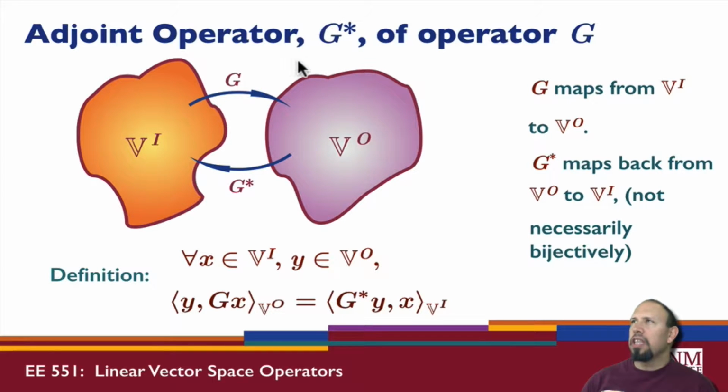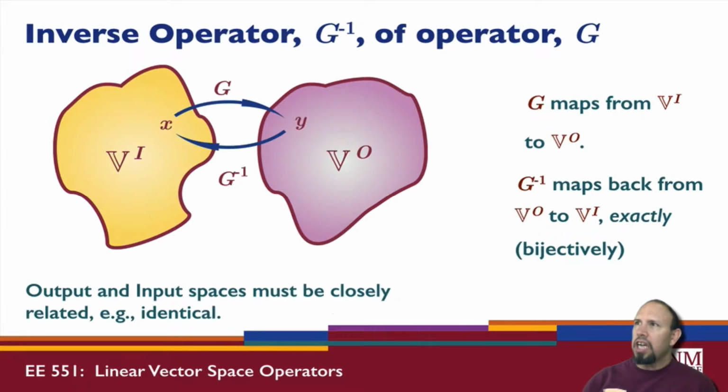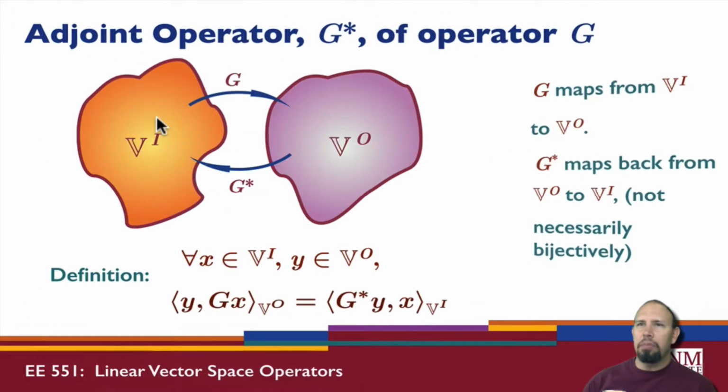The adjoint operator is a little more complicated. Okay, the adjoint operator. So here I have an input space. I map through G into the output space. The adjoint operator maps back from the output space to the input space, but not necessarily bijectively like the inverse. In other words, these two spaces could be radically different. So unlike the inverse operator, which basically required these to be very similar to one another, the adjoint operator does not require them to be similar to one another.